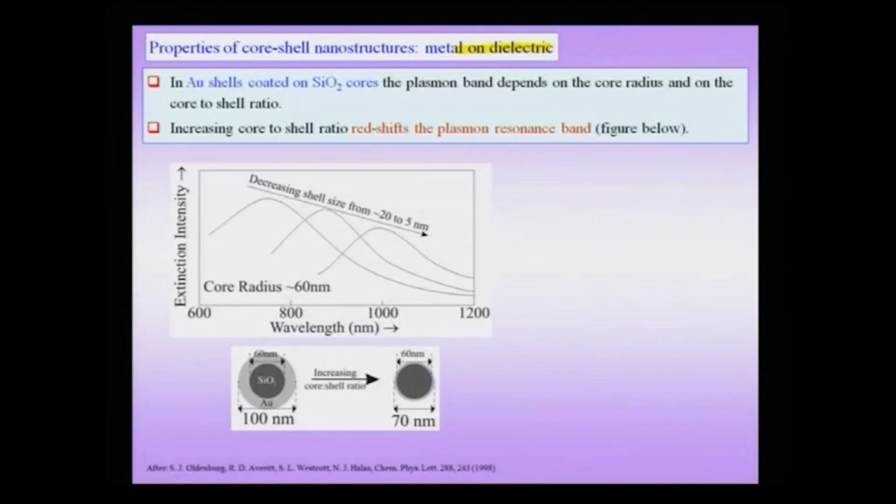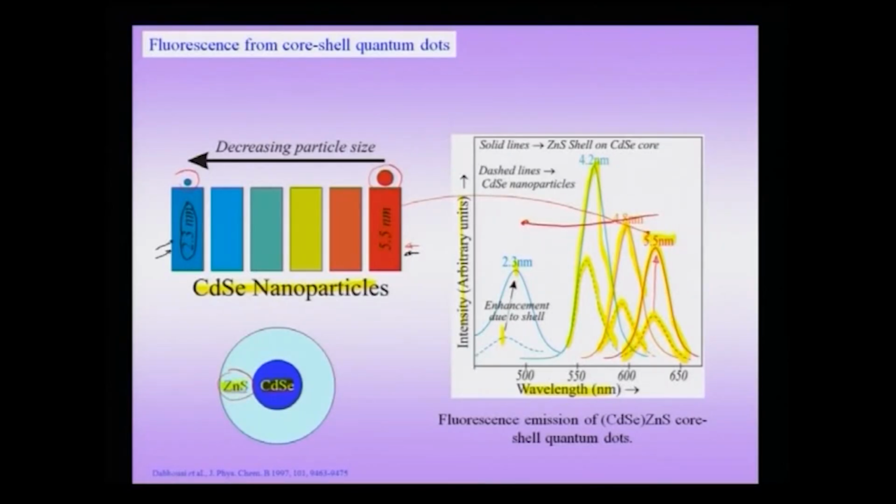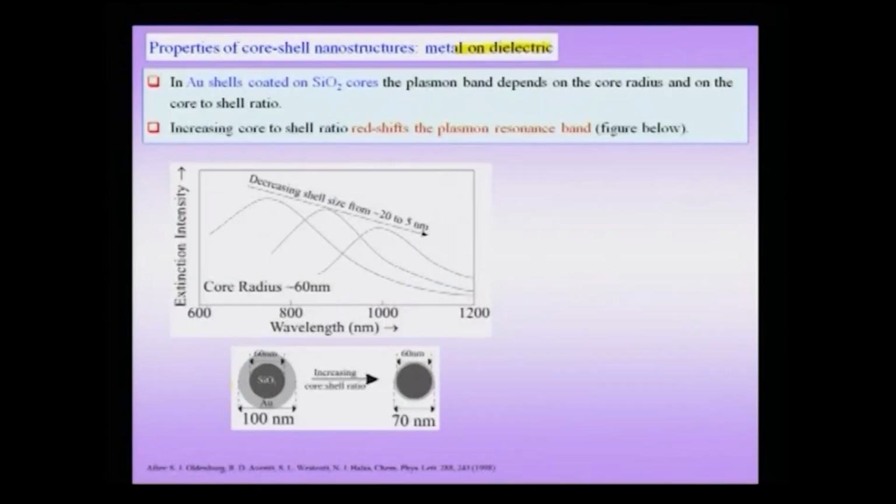Now, we take up another of the core shell examples. In this core shell example, we have a metal on a dielectric. In the previous example of core shell structure, we considered a semiconductor on a semiconductor, and we took up the example of zinc sulfide shell on a CdSe core, which is a semiconducting nanoparticle. Now, we take up the example of a metal shell, and in this case we have a gold shell, as I am highlighting in yellow here, on a silicon dioxide core, SiO2 core. So, the core is a dielectric, in other words a non-conducting material, and the shell is our metal.